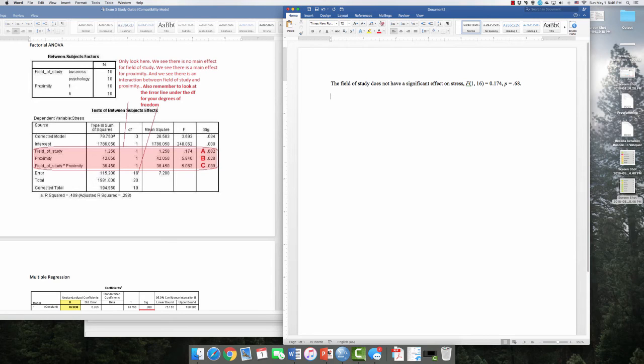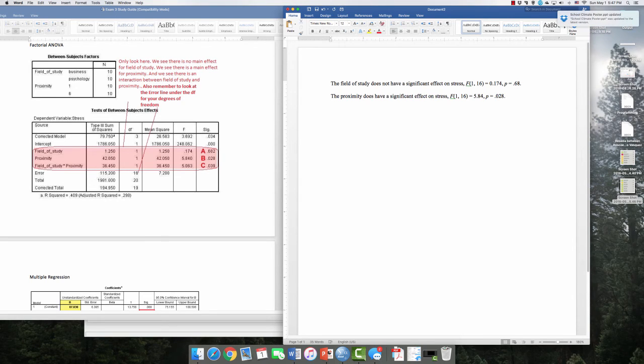So going down the list, the proximity does have a significant effect on stress. Again, come in with the F, and then the degrees of freedom, and we have 5.84, and p is equal to 0.028.